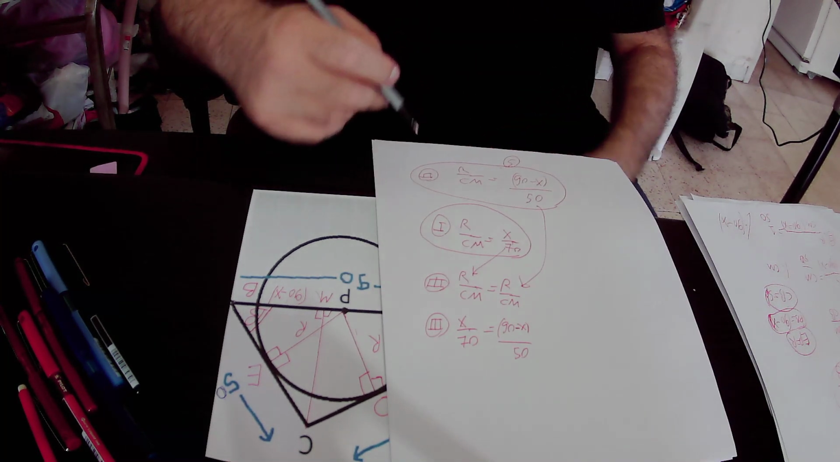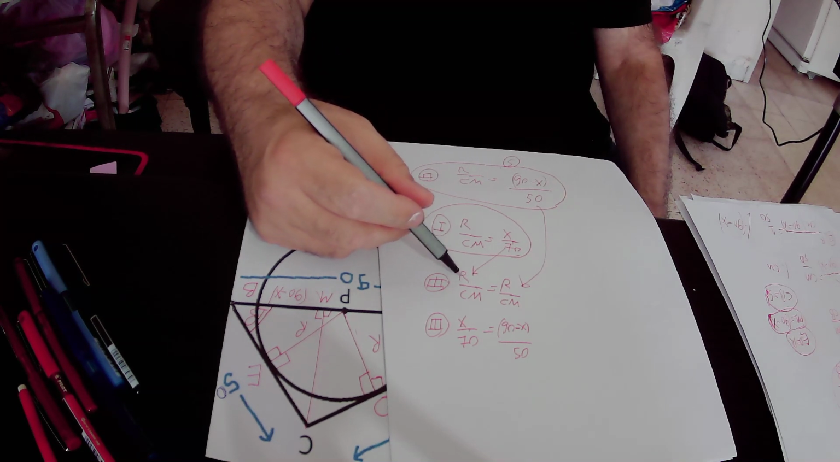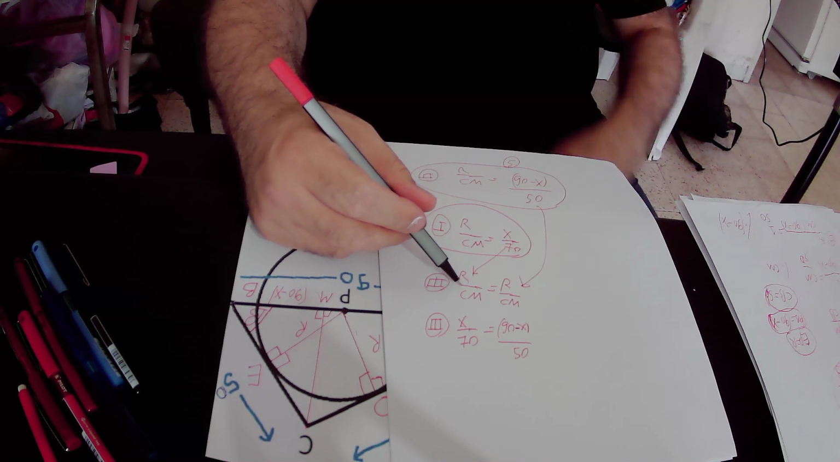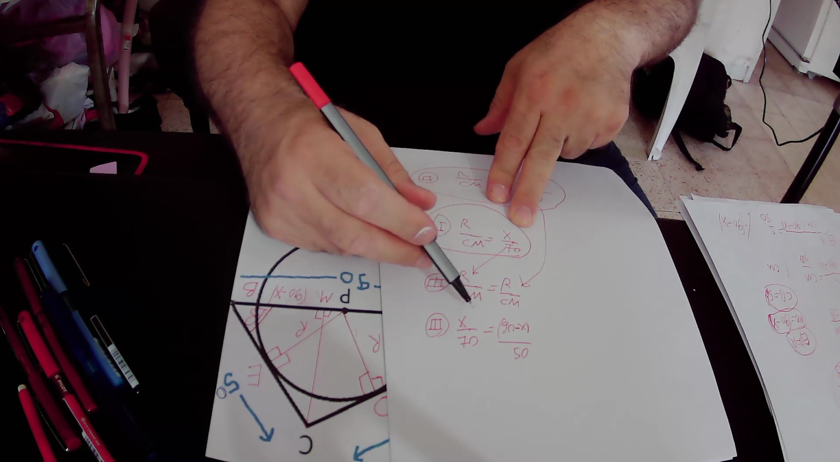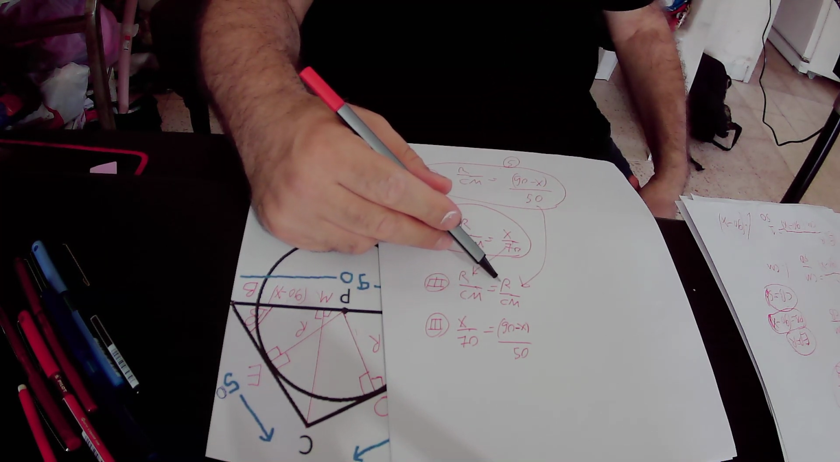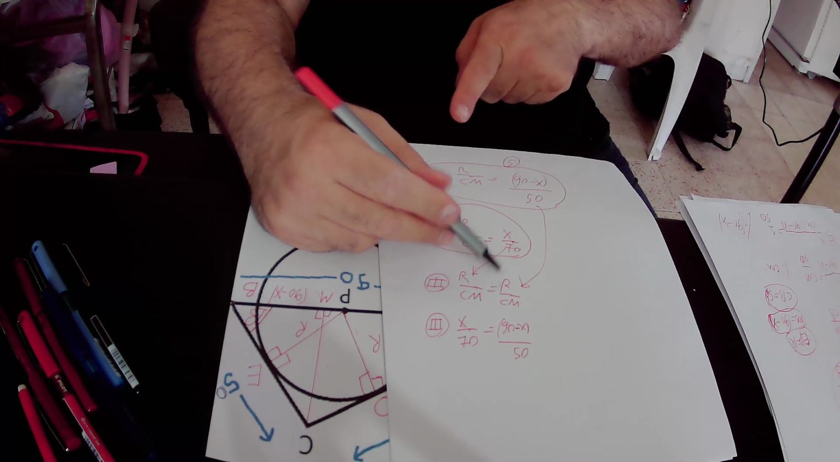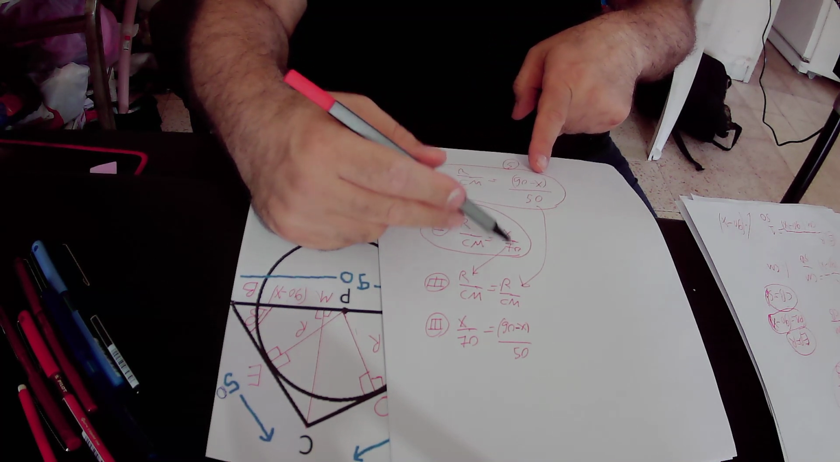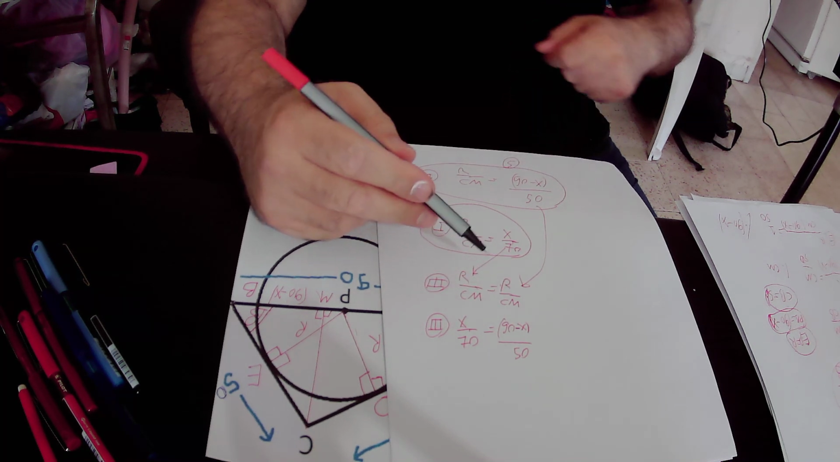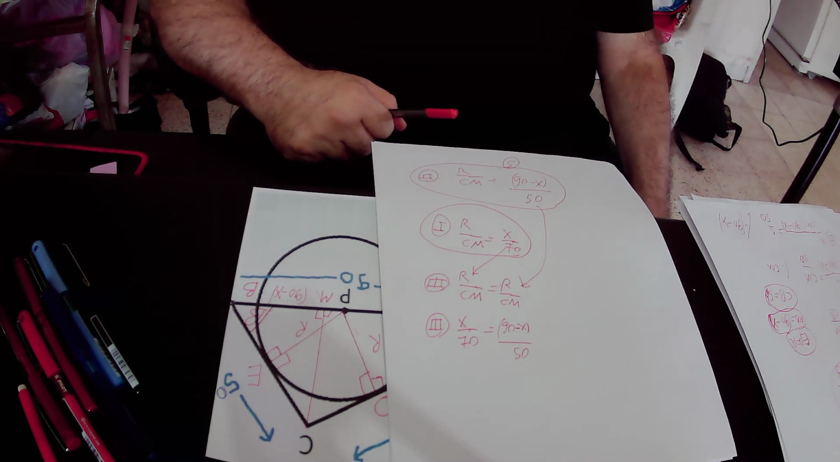I repeat again, I substituted R over Cm on this side of the equation by the value of R over Cm from the first equation, that is to say x over 70, and then I substituted R over Cm on this side of the equation by the value of R over Cm from the second equation, that is to say 90 minus 6 over 50. In the next step we will multiply both sides of the equation by 50.